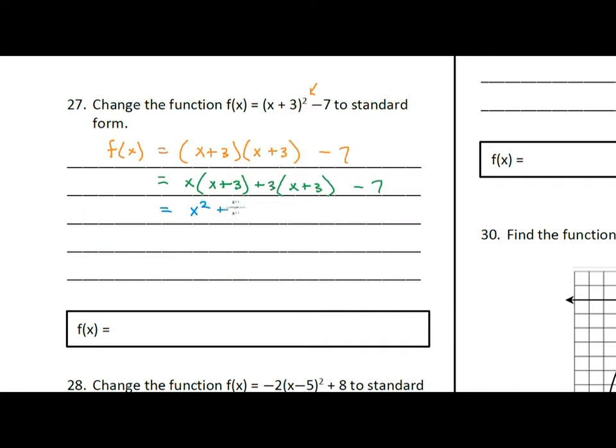X times 3 is 3x. 3 times x is 3x. 3 times 3 is 9. And we've got this subtract 7 here. And now we can see we've got some like terms.